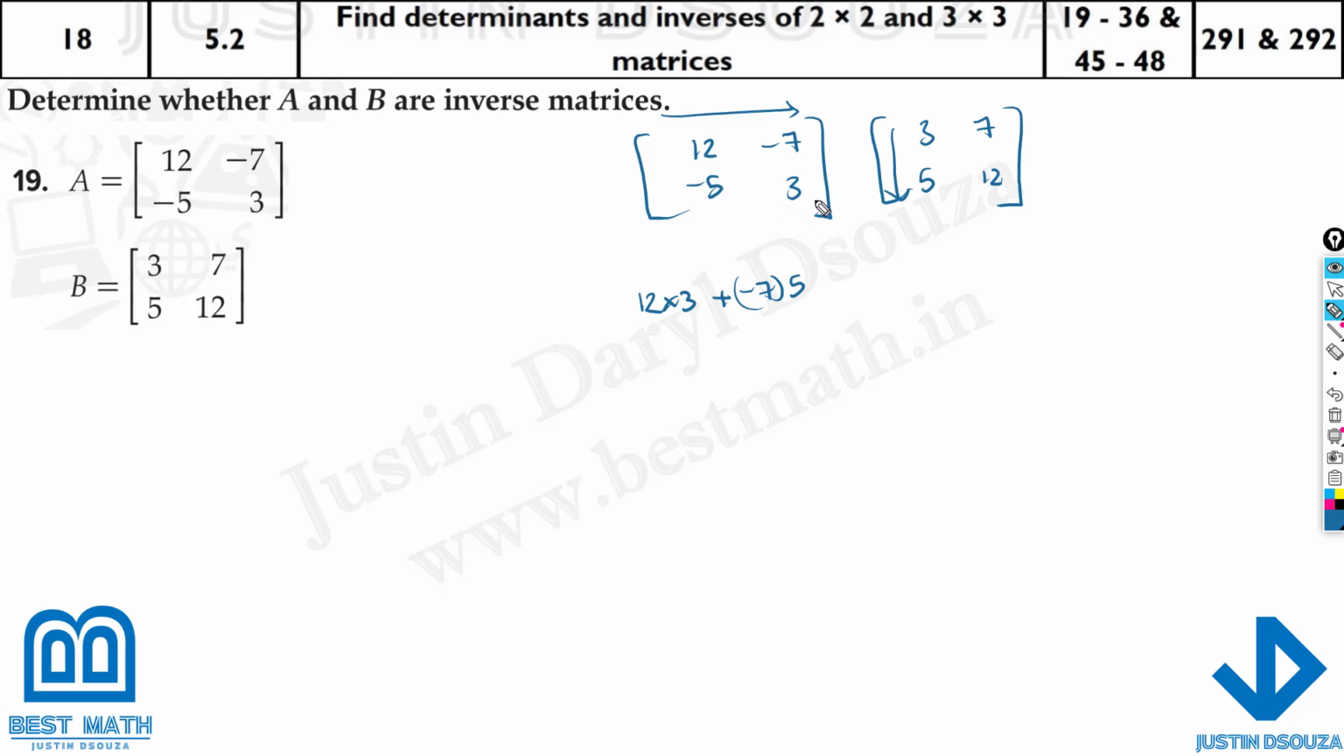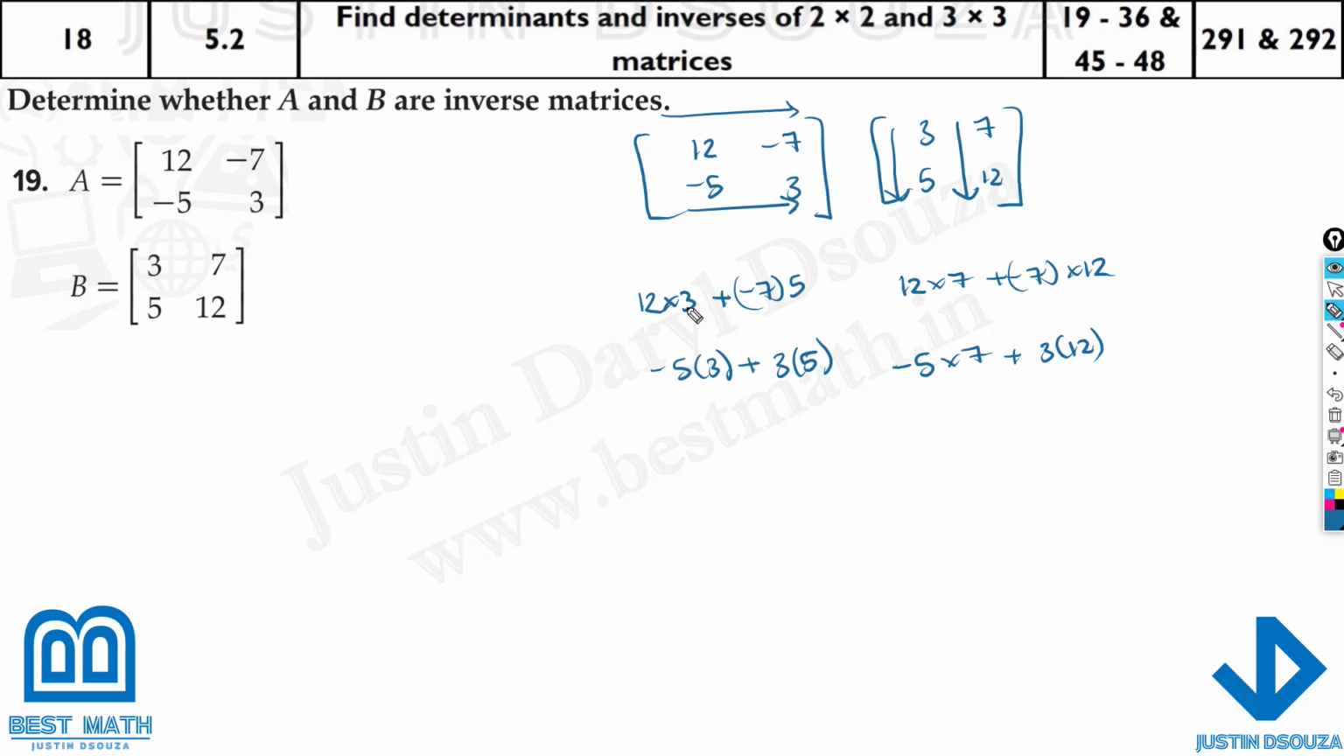And next one, the same row with the second column. It'll be 12 times 7 plus minus 7 times 12. And then the second row with the first column, it'll be minus 5 times 3 plus 3 times 5. And lastly, minus 5 times 7 plus 3 times 12. This is it. Now you can just put this in the calculator and solve it.